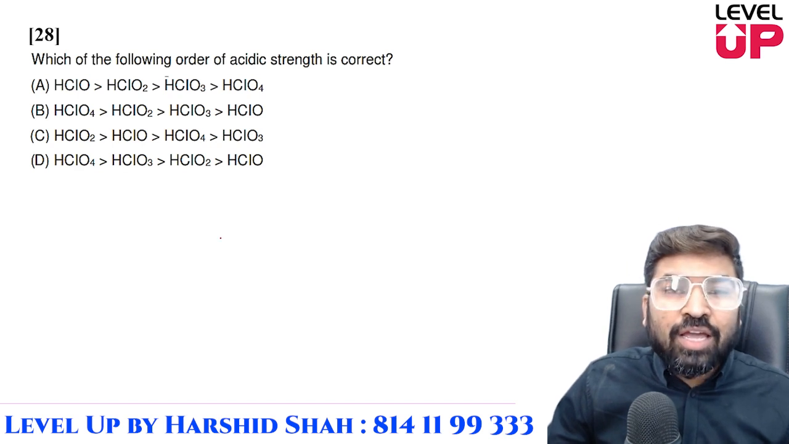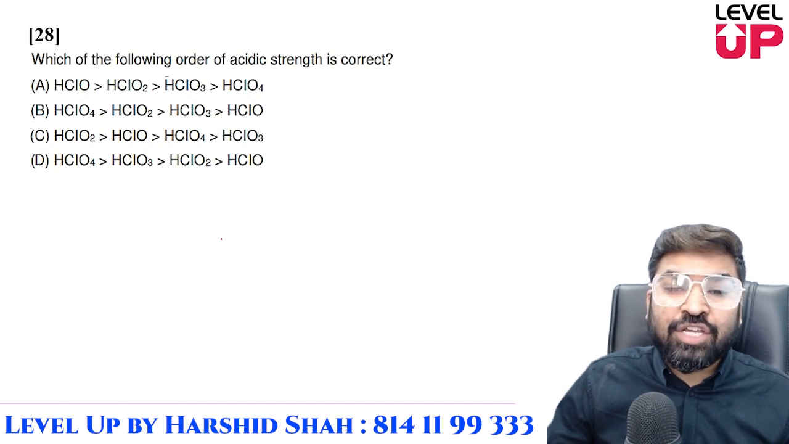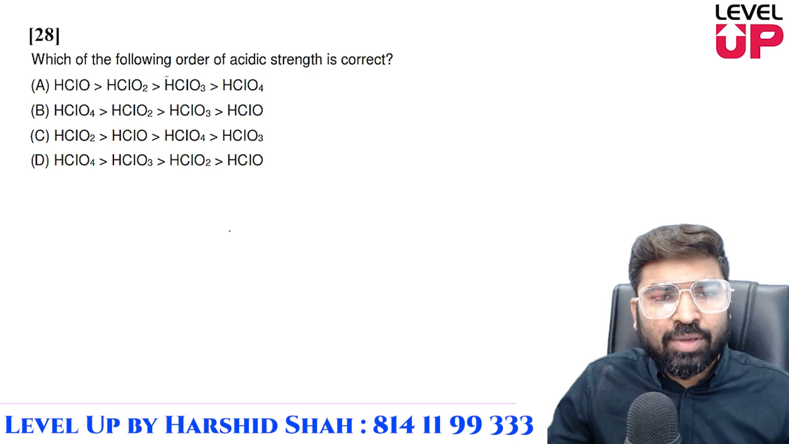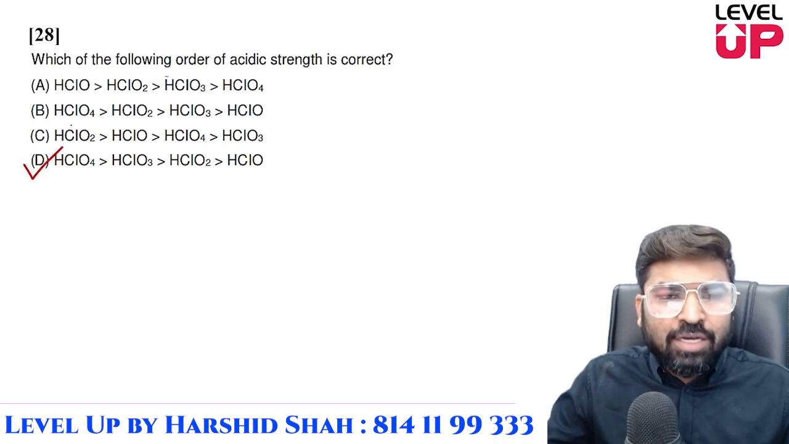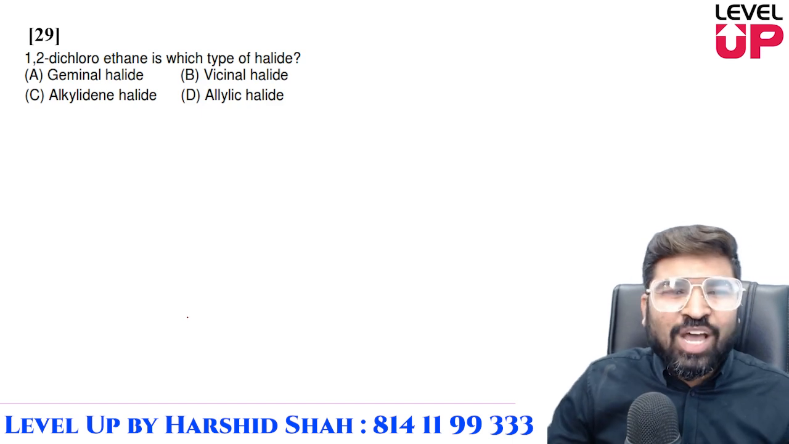Acidic strength. As the chlorine's oxidation state increases, the acidic nature increases. So where is HClO4? Perchloric acid कहाँ है भाई आपके पास? ये रहा, option D is going to have the maximum acidity, right?